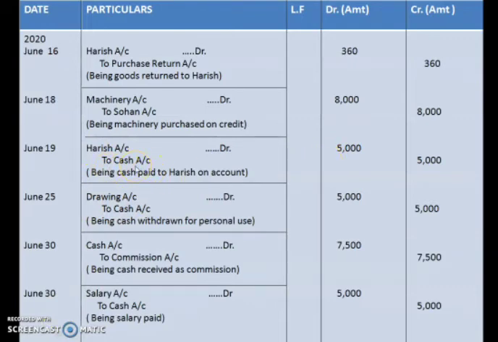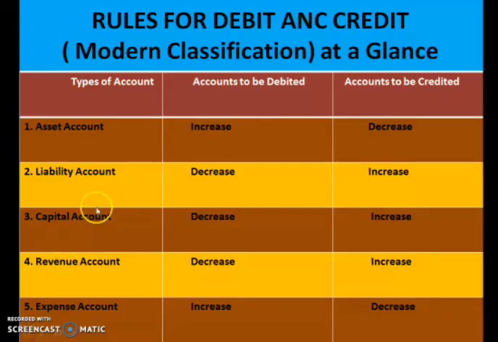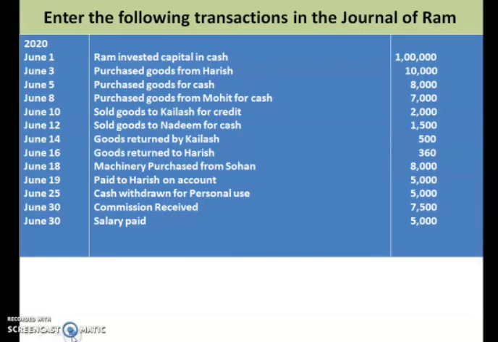See, when cash is decreasing, asset is decreasing, what are you supposed to do? Credit it. So cash has been credited and Harish's account will be debited because Harish is our creditor, and as our creditor, the liability is decreasing, so we are debiting Harish. Creditor is a liability, and when liability decreases, we have to debit. So Harish will be debited in this case.